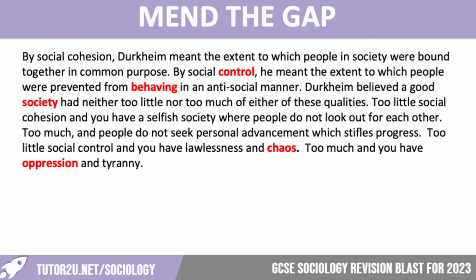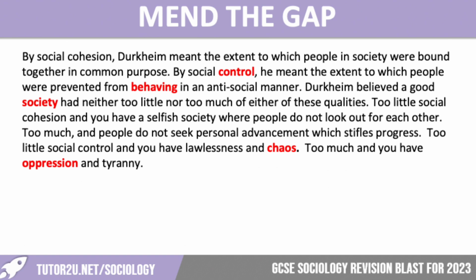Let's have a look. So by social cohesion, Durkheim meant the extent to which people in society were bound together in common purpose. By social control, he meant the extent to which people were prevented from behaving in an anti-social manner. Durkheim believed a good society had neither too little nor too much of either of these qualities. Too little social cohesion, and you have a selfish society where people do not look out for each other. And too much, and people do not seek personal advancement, which stifles progress.